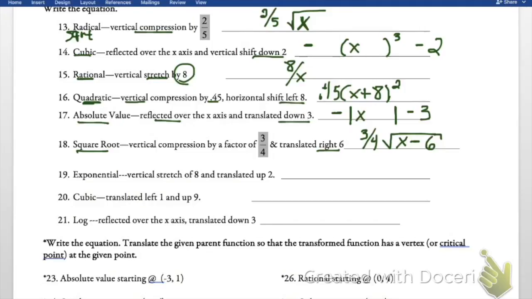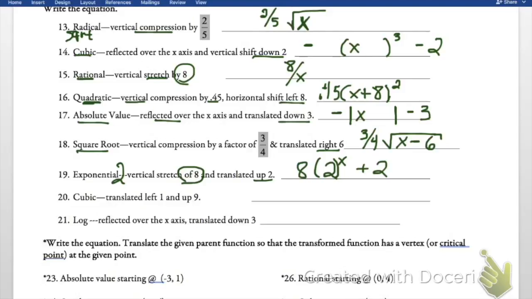Okay, exponential. Exponential is something to the X. And they didn't tell us, so we're just going to use a 2. Okay, so I'm going to have 2 to what power? Well, there's going to be an X because it's an exponential. And then they tell us stretch of 8. Wow, how do we do that? Okay, so let's put the 2 in parentheses so we can put the 8 out front to stretch it. And then we're translating it up 2, so I've got to add 2 at the end. Kind of confusing. Not really. 2 to the X is my original equation.